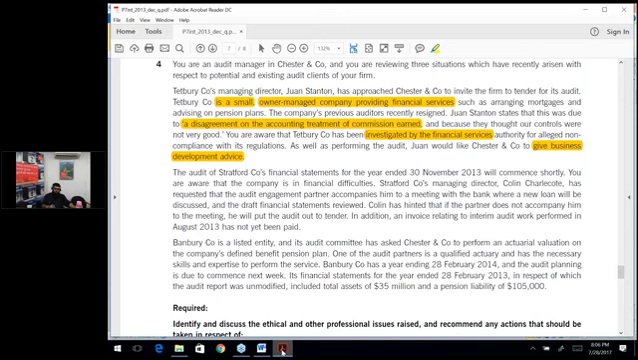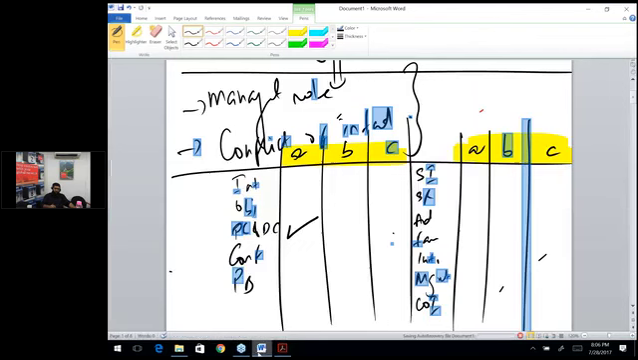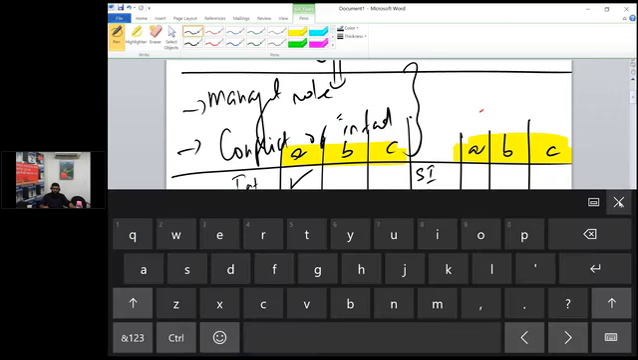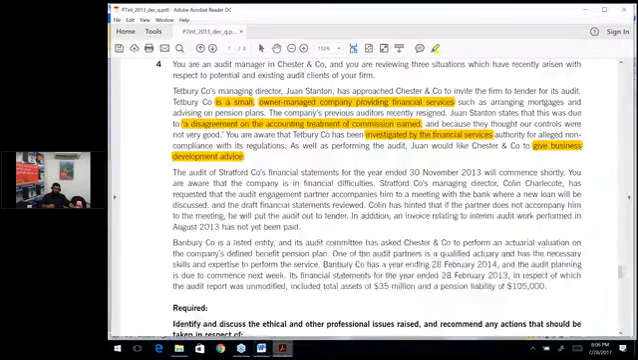Number 2. The company's previous auditors resigned. Johan states this was due to disagreement on the accounting treatment. So when there was a disagreement, that means there could be an issue with the integrity of the client. The client's integrity might not be up to the mark. That might be in doubt. Then if I talk further, it says, and because they thought our controls were not very good. You are aware that Tedbury has been investigated by the Financial Services Authority.